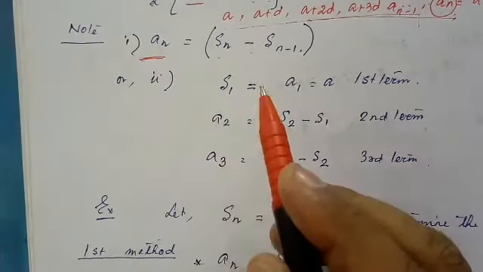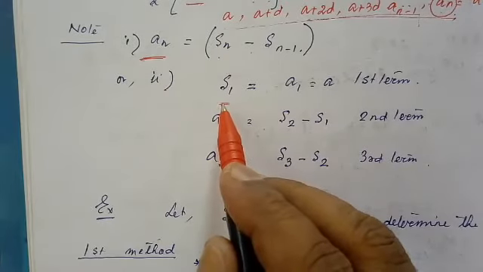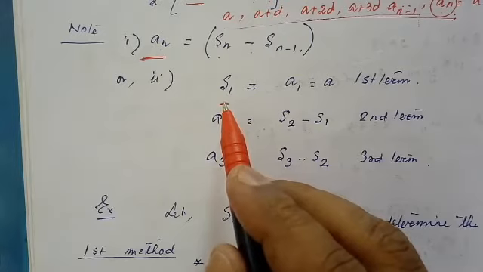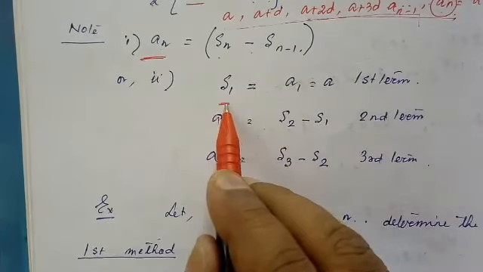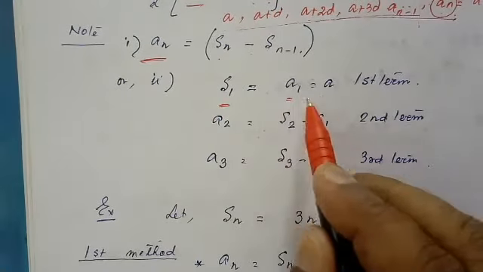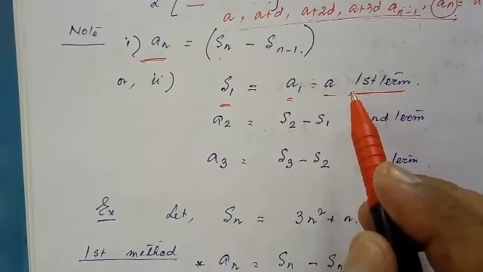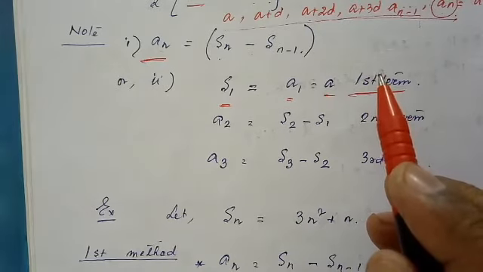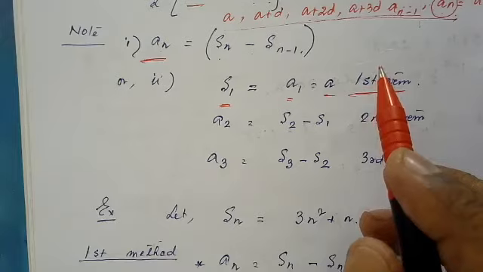And S1 means sum of first term. Sum of first term, that is sum of single term. The term itself and its sum will be the same. That is S1 is equal to actually A1, that is equal to A, that is the first term. Because a single term cannot have its sum, so sum is the term itself.